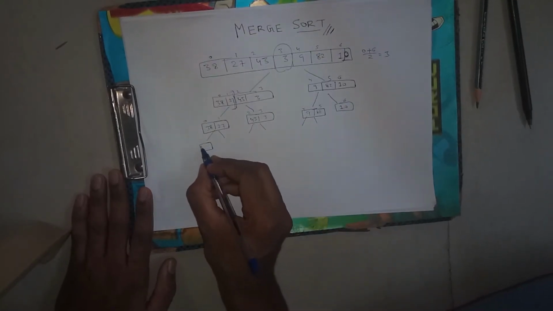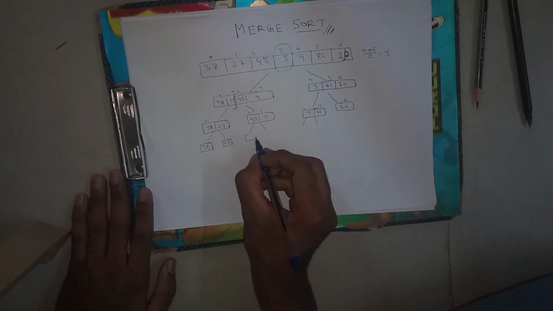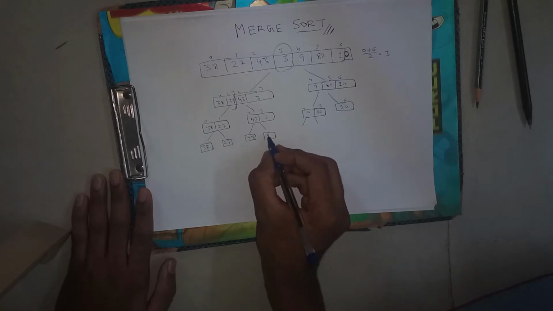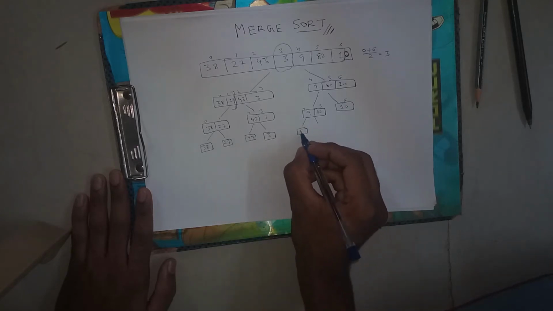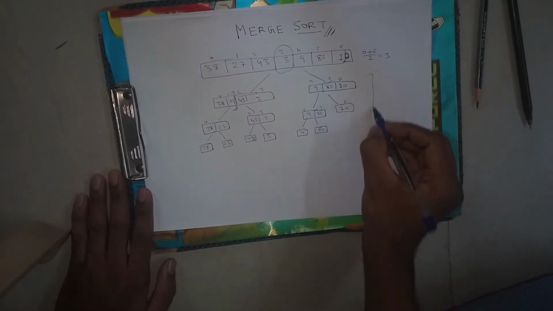Here you just need to sublist into 2 more parts. So you get 3, 9, 82, 10. So these all are divided now.